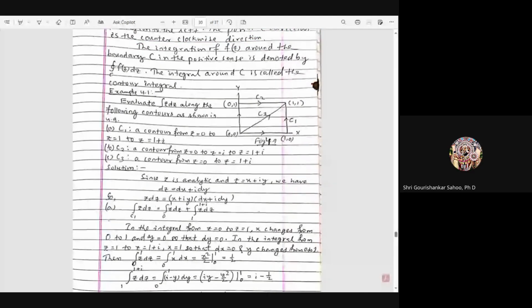So when you have an integration, you must understand these things well. Otherwise, the sign will be very much a headache for you. You will keep going back and forth between positive and negative, and a wrong result will come in the output. Okay.